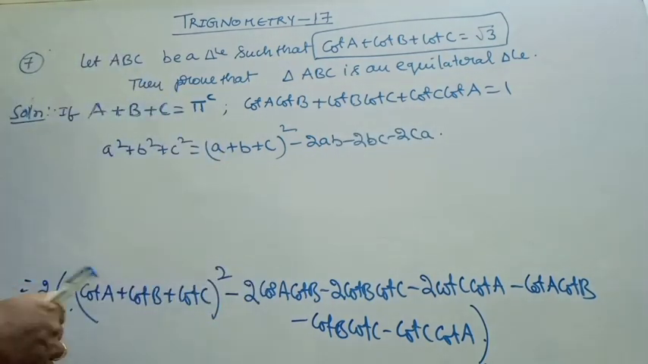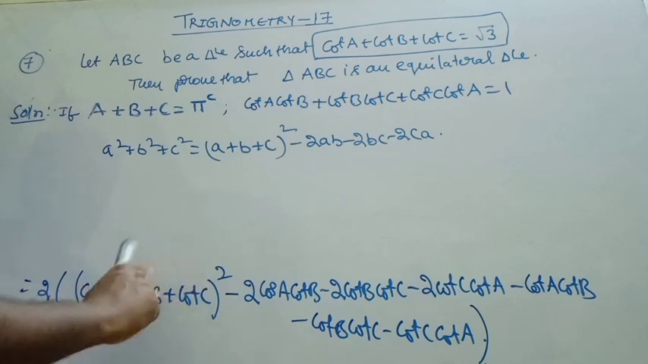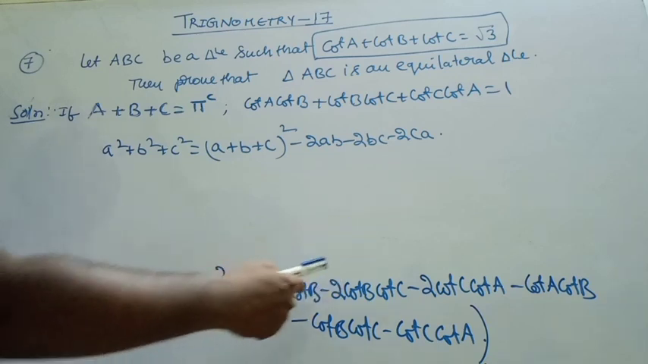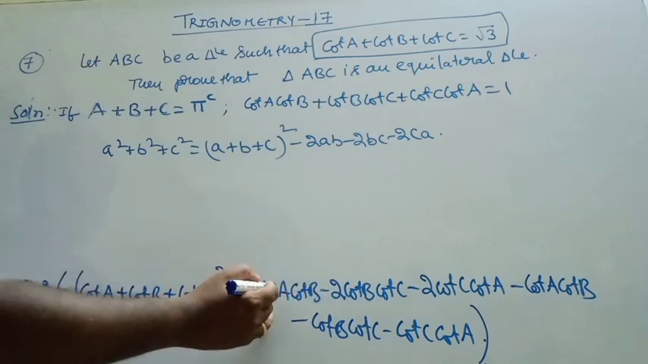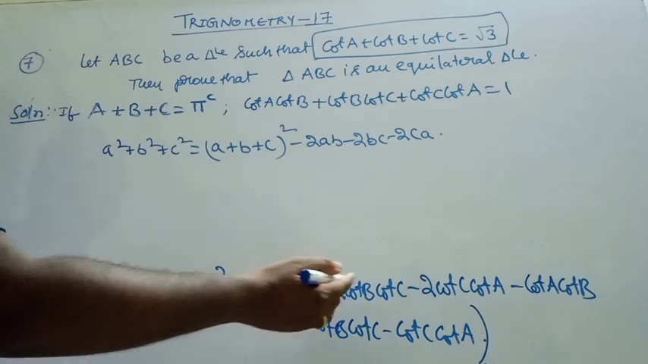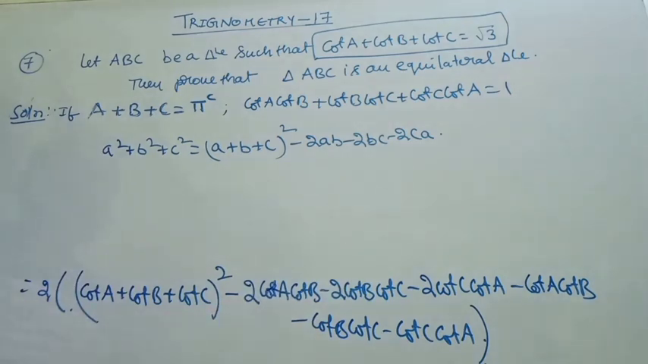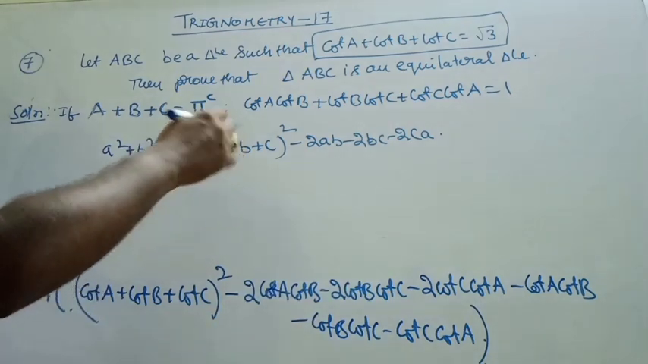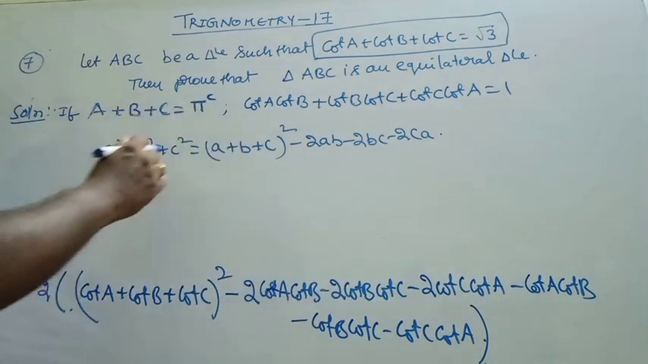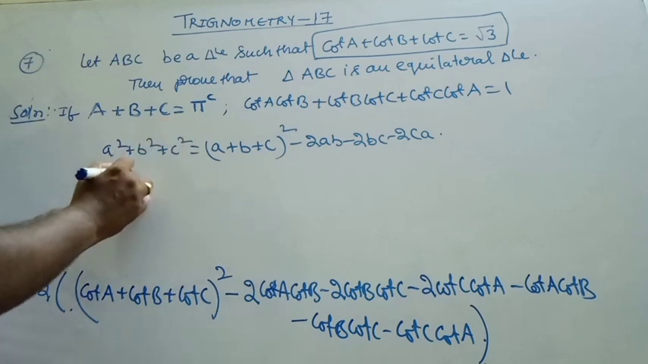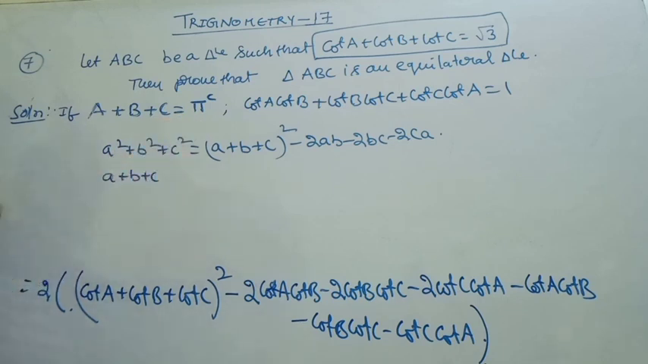That is the result I have used here, because cot square A plus cot square B plus cot square C is there. I have written cot A plus cot B plus cot C whole square minus 2 cot A cot B, minus 2 cot B cot C, minus 2 cot C cot A, like that we have written. And of course you are familiar with this result, A square plus B square, because you know A plus B plus C whole square from this.